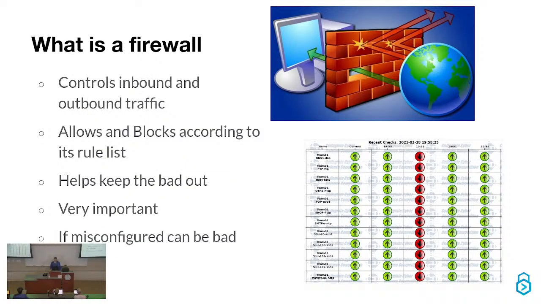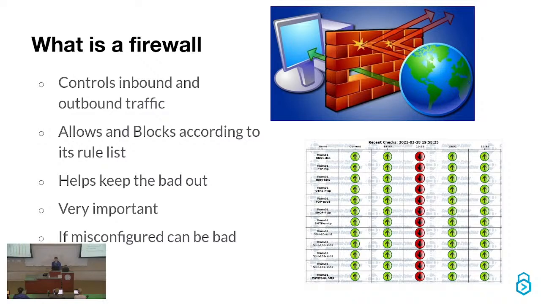So what's a firewall? A firewall controls inbound and outbound traffic. It allows and blocks according to a rule list it has, and helps to keep the bad out. Firewalls are pretty important, and when misconfigured, they can be pretty bad. So this is a screenshot from CCDC, what was that, regionals last year? I don't know, whatever we did, CCDC last year.